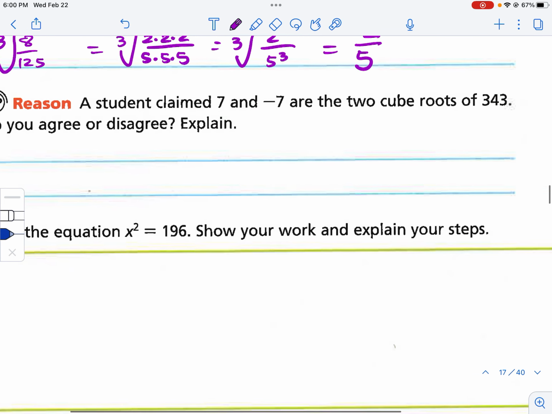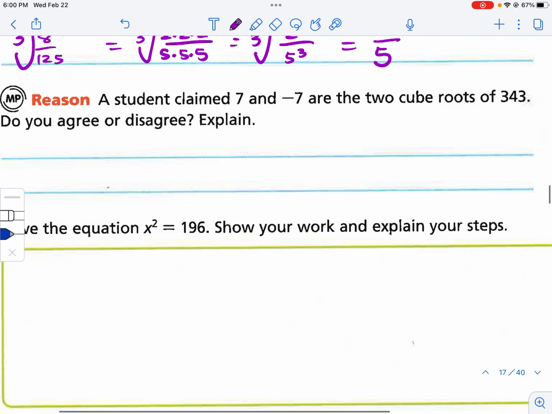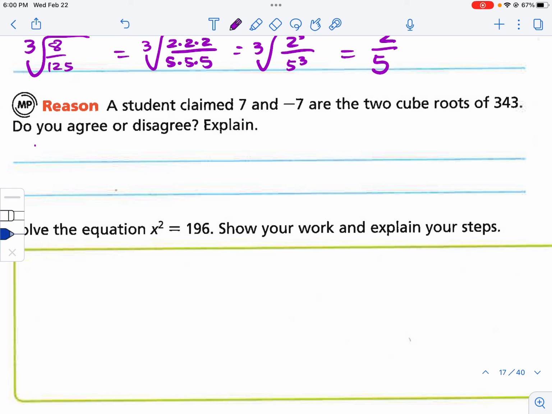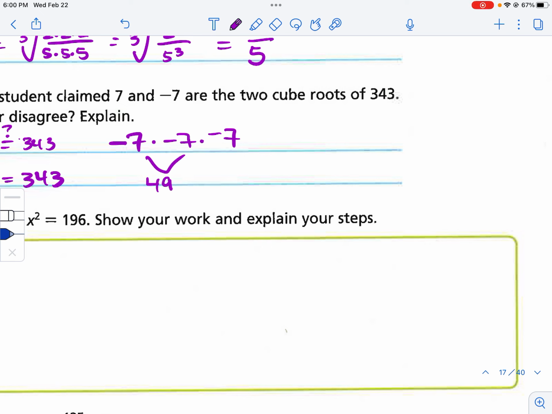A student claimed 7 and -7 are the two cubed roots of 348. Do you agree? Well, 7 times 7 times 7, would that equal 343? Well, let's see. This is 49. 49 times 7. Yes, that one would work. What about if I had -7 times -7 times -7? This would get me 49 times -7. That would equal -343. So no.